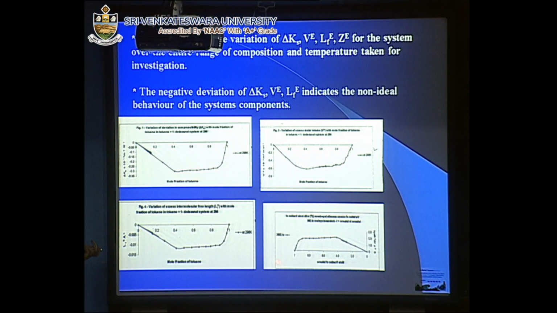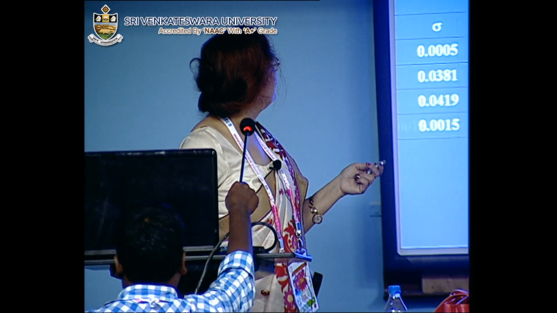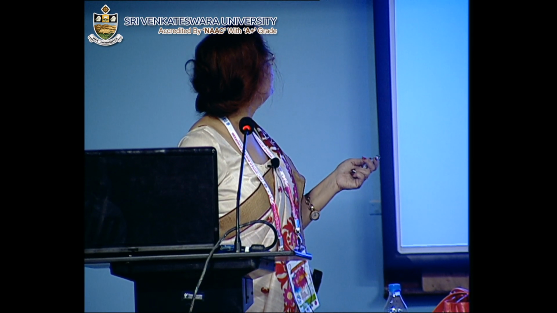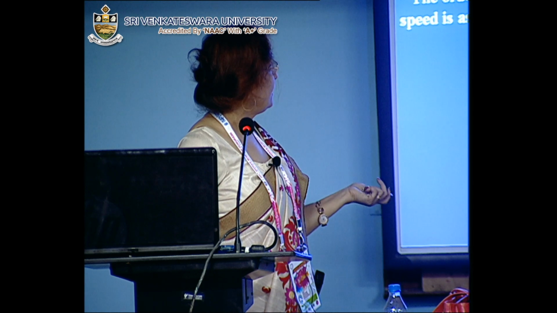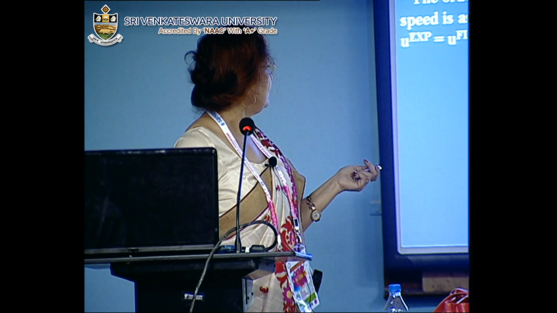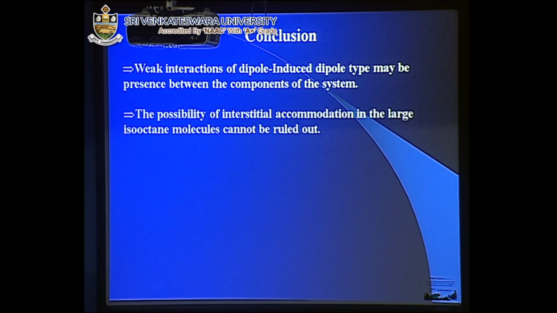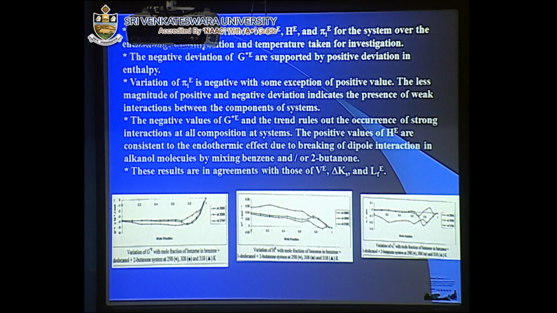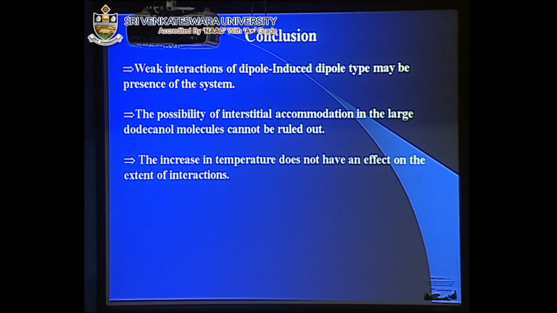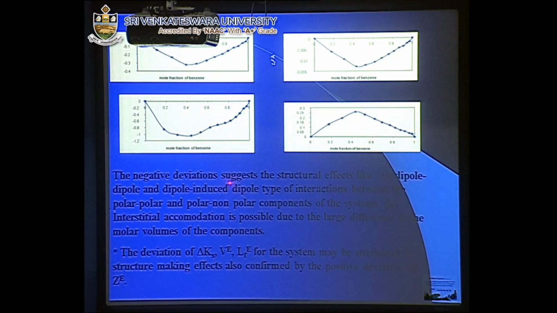This is with toluene and dodecanol. Again, these are all the variations. These are all the curves which show the differences. These are the smoothing coefficients. Then this is the application of the empirical relations, and this is the variation. This is for another ternary system, and we have weak interactions of the dipole-induced type. These types of conclusions we again draw.